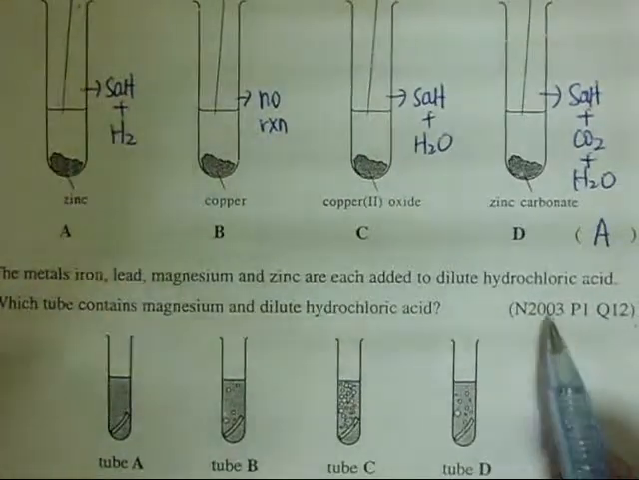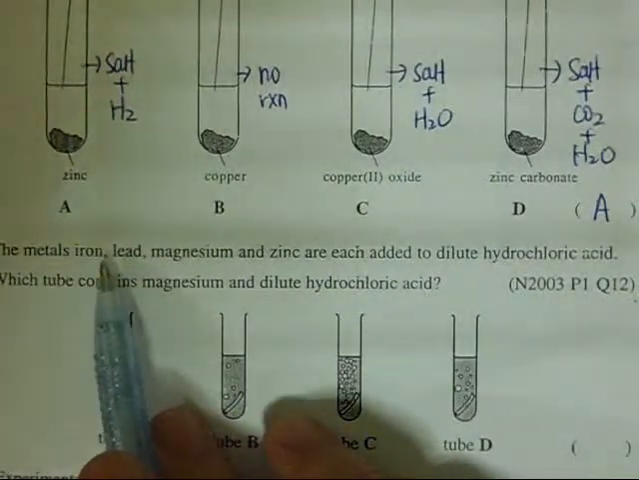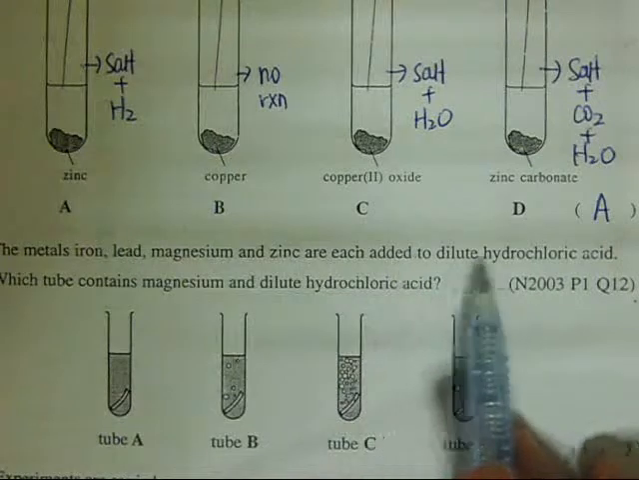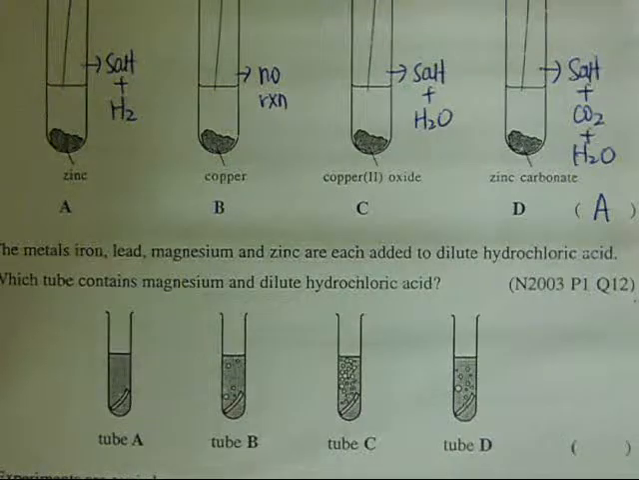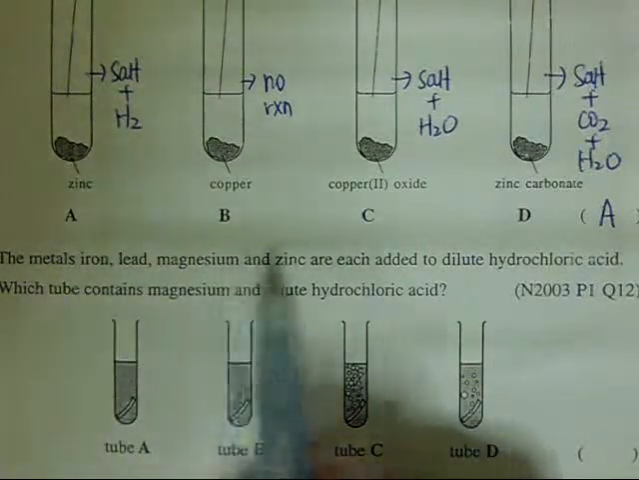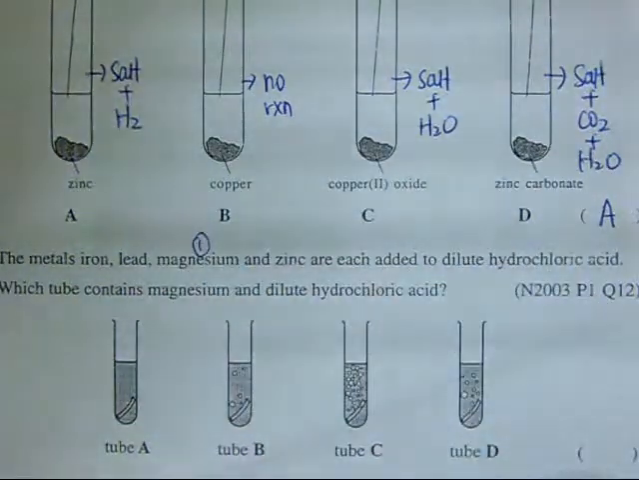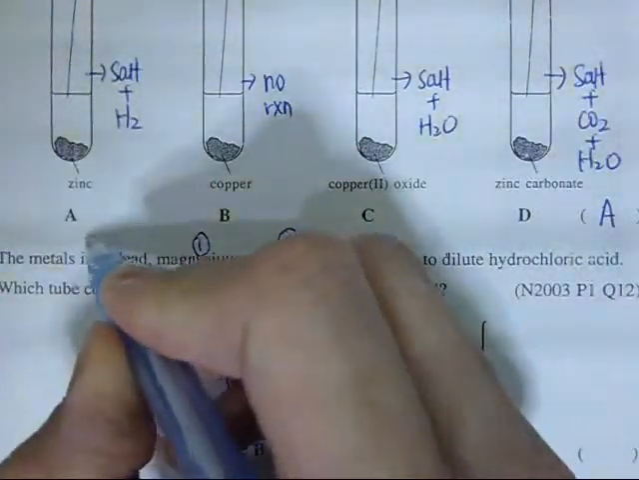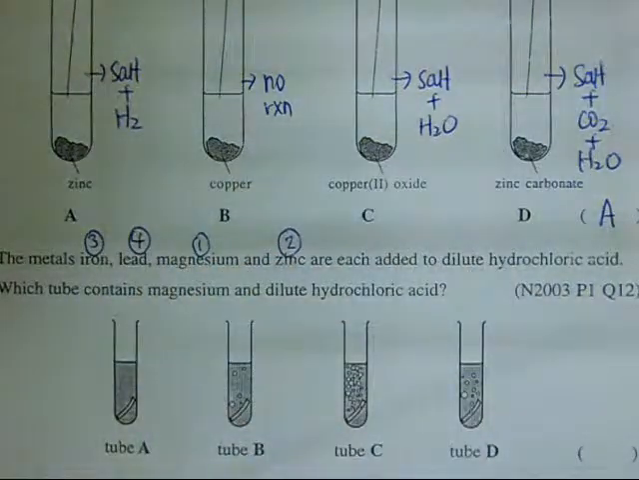The next question is from 2003, paper 1, question 12. The metals iron, lead, magnesium, and zinc are each added to dilute hydrochloric acid. Which tube contains magnesium and dilute hydrochloric acid? Among these four metals, you have to arrange them in order of reactivity. So the most reactive is magnesium, followed by zinc, followed by iron, and followed by lead. This is from the reactivity series, page 1 of the Mindmap.